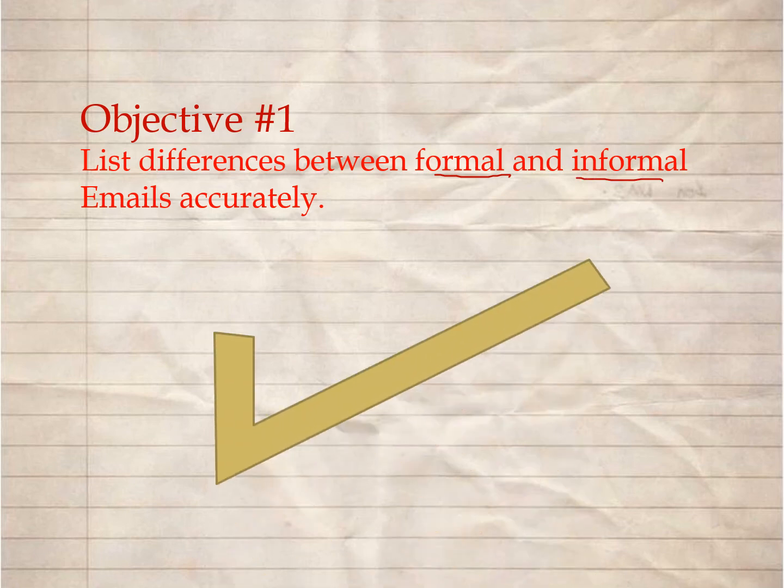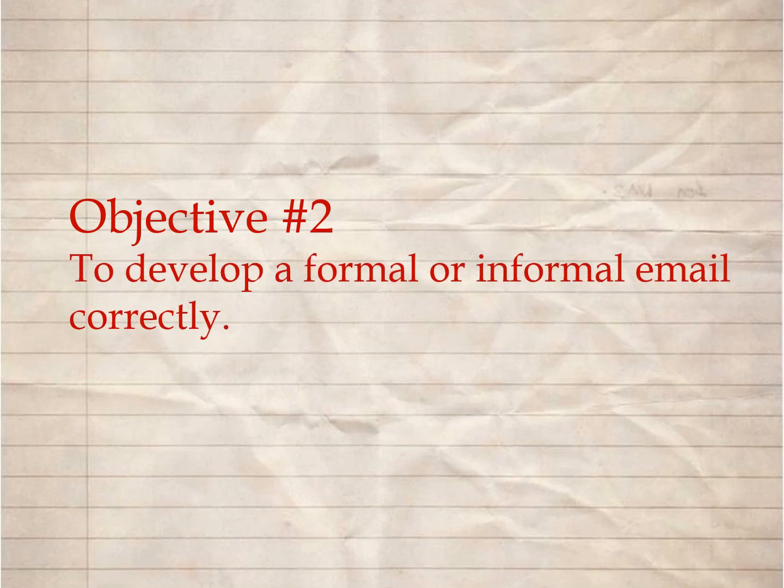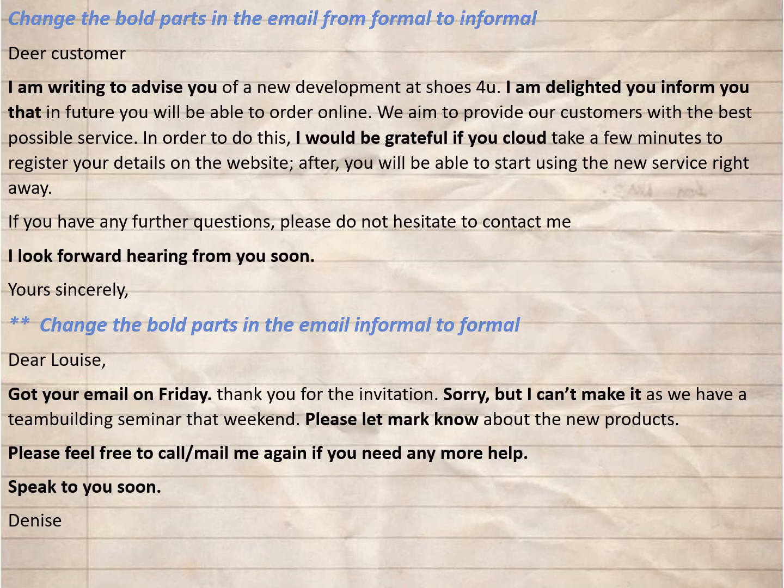Let's move to the objective number 2. Now we want to apply what we have studied about formal and informal in starting to write formal or informal emails. Let's start with activity number 1. You're going to see here some bold words. We have 2 emails.